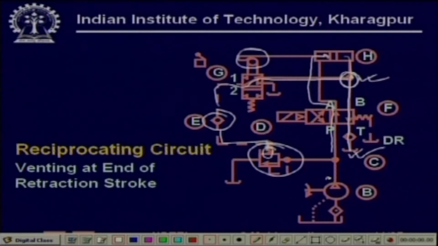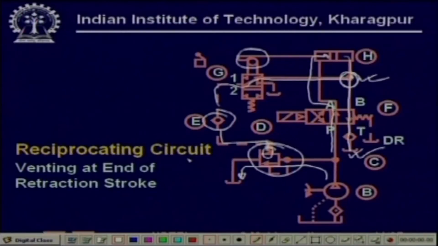So, at the end of the retraction cycle, the pump directly vents to tank. So, the power required by the pump is very low. So, at the end of the retraction cycle, while it is waiting, this pump does not unnecessarily spend power. So, it vents automatically. This circuit is made in such a manner.